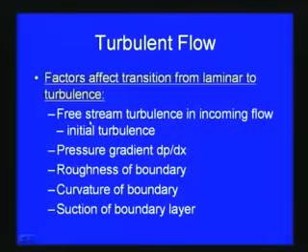Again, I will just go through the important parameters. The factors that affect transition from laminar to turbulence are: the first one is free stream turbulence in the incoming flow, or the initial turbulence. The second one is the pressure gradient dP by dx. The third one is the roughness of the boundary, the fourth one is the curvature of the boundary, and the fifth one is the suction of the boundary.